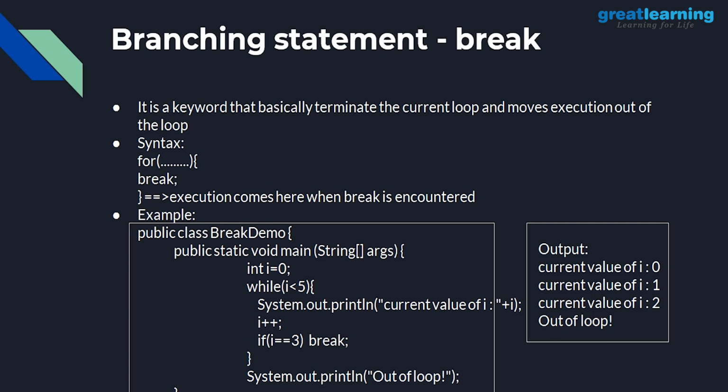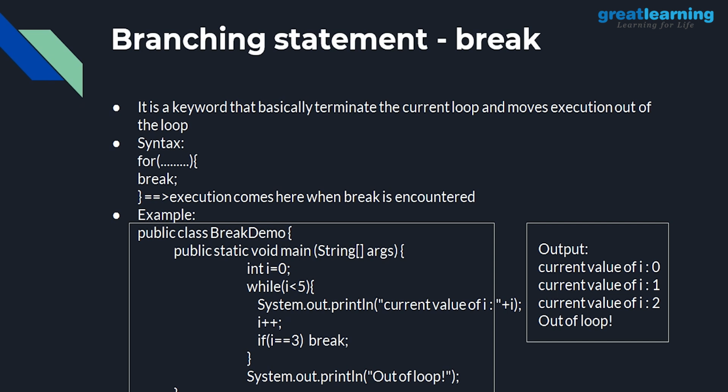Now the branching statements. For example, if I told you I don't want you to print all the numbers from 1 to 5. If you encountered 3, then break out of the loop. So how would you do it? Therein we have break. For example, if you see the demo here on the screen, you see I have written if i is equal to 3, break. So what should be the output? 0 1 2, then it breaks out of the loop.